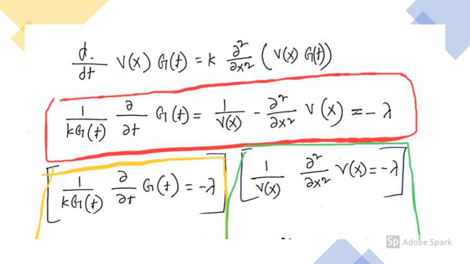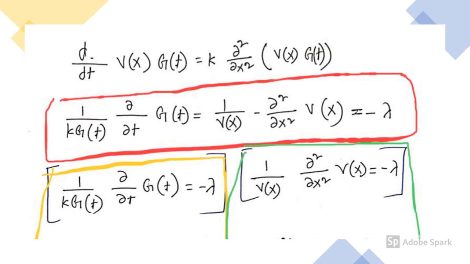So let's make it in separation of variables. u(x,t) equals V(x)G(t), so we use V and G, so equal k ∂²/∂x² of V(x)G(t). Then if you make it, we can get 1/k G'/G equals 1/V minus ∂²V/∂x² equals minus lambda. Then we can make this into two parts.